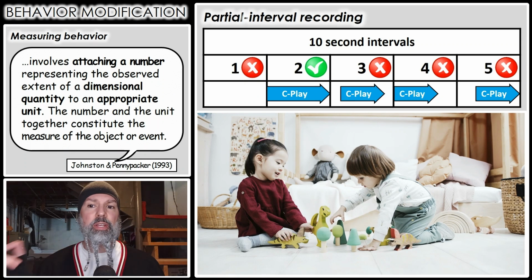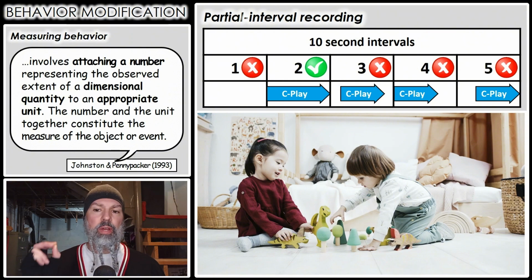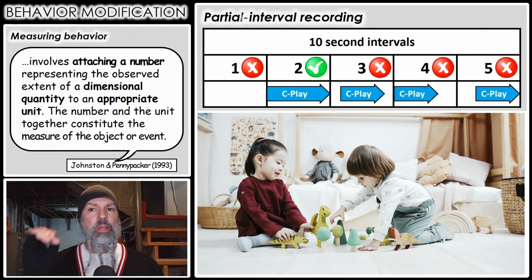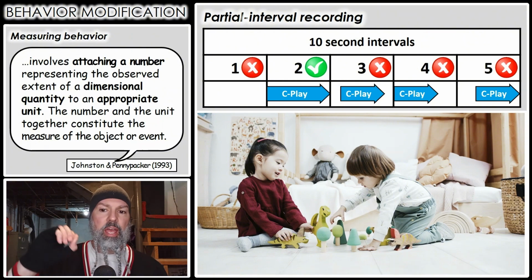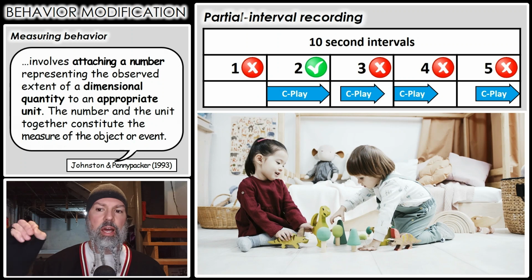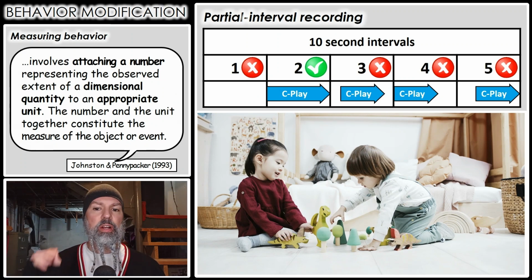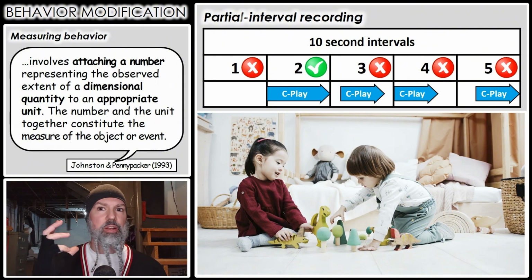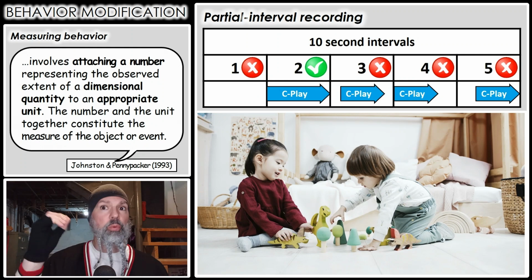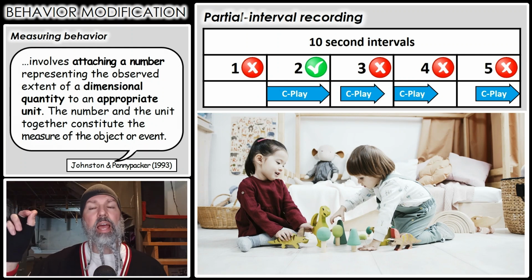And in partial interval recording, what you do is at the end of each interval, you record whether the behavior occurred or whether the behavior did not occur, but you record it as occurring if the behavior occurred at any time during the interval. If at any point during the interval these children engaged in cooperative play, then you would record that interval as having the behavior.